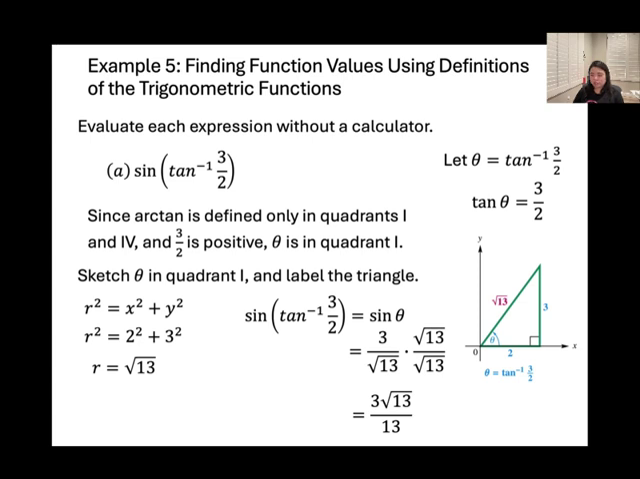This is the kind of example where you need to make sure you remember the range of the inverse function. Figure out which quadrant your theta is going to be in. If you figure out that it will be quadrant 4, then the answer is going to be different.